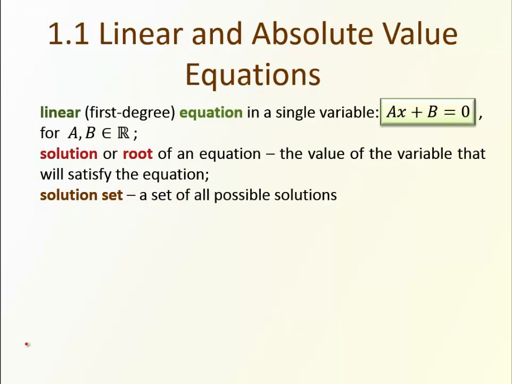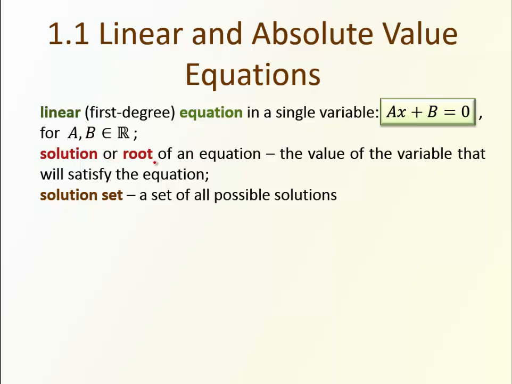In this lesson, we are going to review linear and absolute value equations. Let's recall what a linear equation is. A linear equation, or a first-degree equation, is any equation of the type ax plus b equals 0. So any equation that can be written in that form is called linear. So we have x in the first degree and maybe some constant. We'll consider only equations with the coefficients a and b being real.